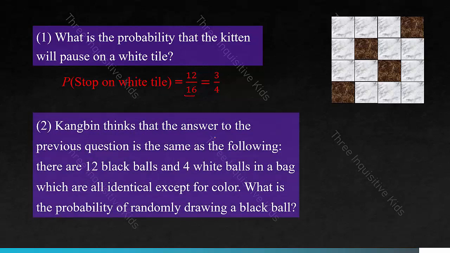Kanban thinks that the answer to the previous question, which is 3/4, is the same as the following. So he also made his own problem. There are 12 black balls and 4 white balls in a bag, which are all identical except for color. What is the probability of randomly drawing a black ball? And he is correct. There is a total of 16 balls, so that's going to be our denominator, and 12 of them are black. When you further simplify that, you also get 3/4.